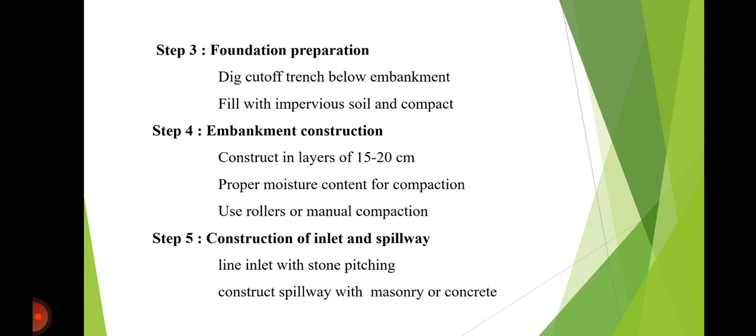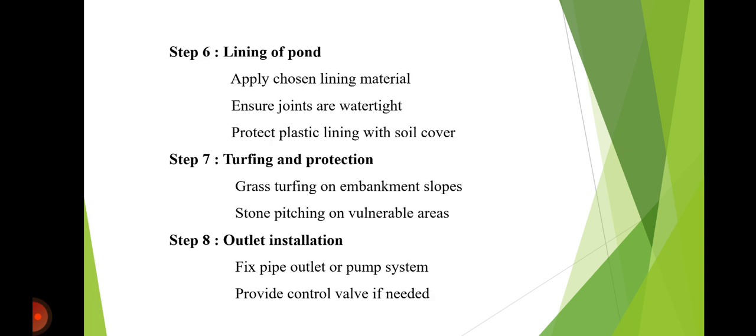So the construction of the inlet structure is to construct channels or pipes to direct the runoff into the pond, provide stone pitching or protection at the inlet to prevent erosion, and install a silt trap if necessary. Next, the construction of the spillway: the spillway safely disposes of excess water. Some of the requirements are that it is located at a suitable point on the embankment, sized to pass peak runoff safely, and protected against erosion by stone pitching or masonry lining.